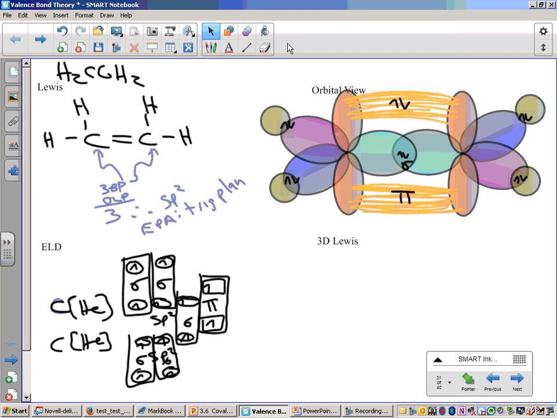Pi bonds restrict rotation. You can't just rotate a pi bond. What's going to happen to the overlap if you try to rotate the pi bond? Let's say you try to flip that thing through 180 degrees. Nail down 1 atom, take the other carbon atom, and try to rotate that through 180 degrees. What's going to happen?